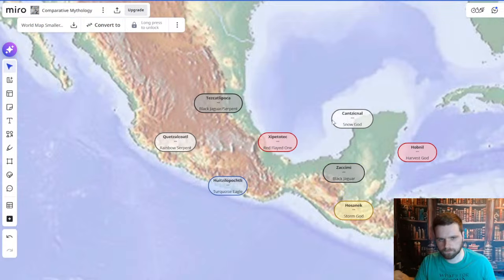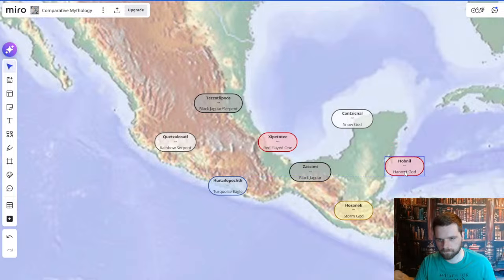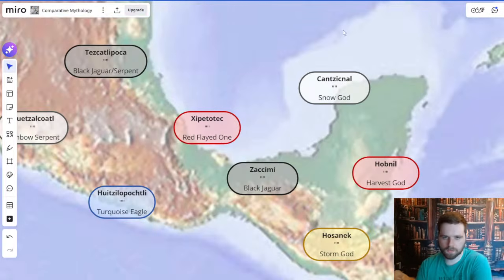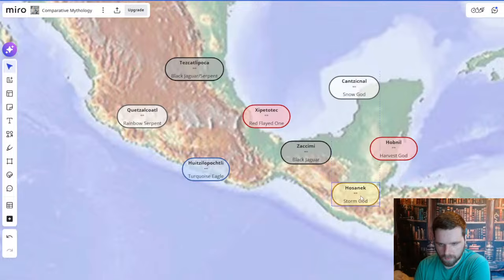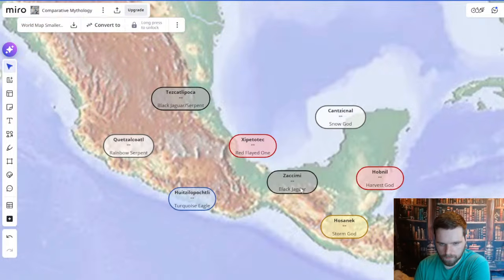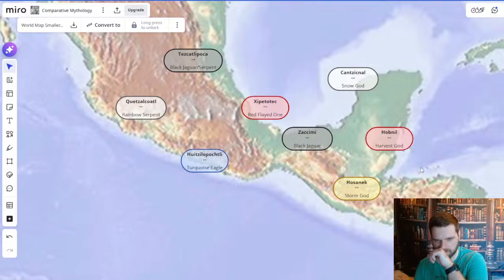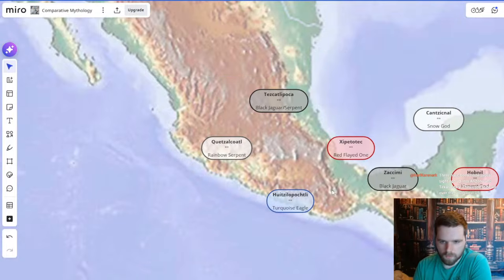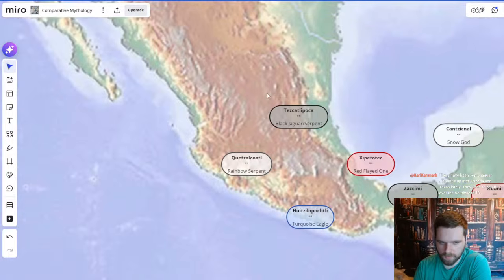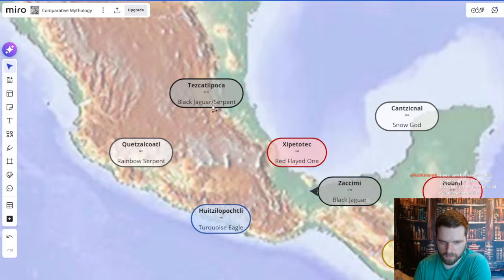And he's a jaguar. So we're seeing these together. We got snow in the north, storm and rain in the south, black jaguar in the west, and kind of harvest in the east. So one would think, because yes, the Mayans were here before the Aztecs came here, if there was an influence, it would be in this direction.